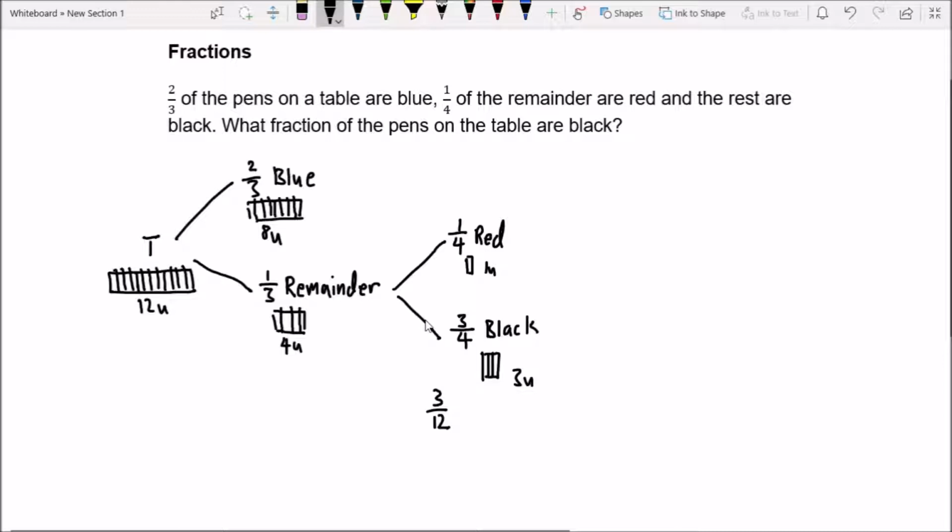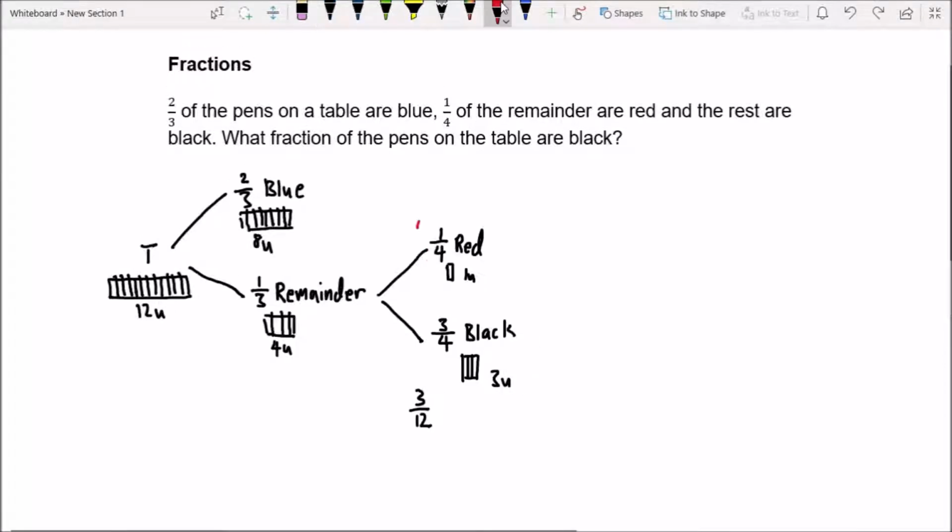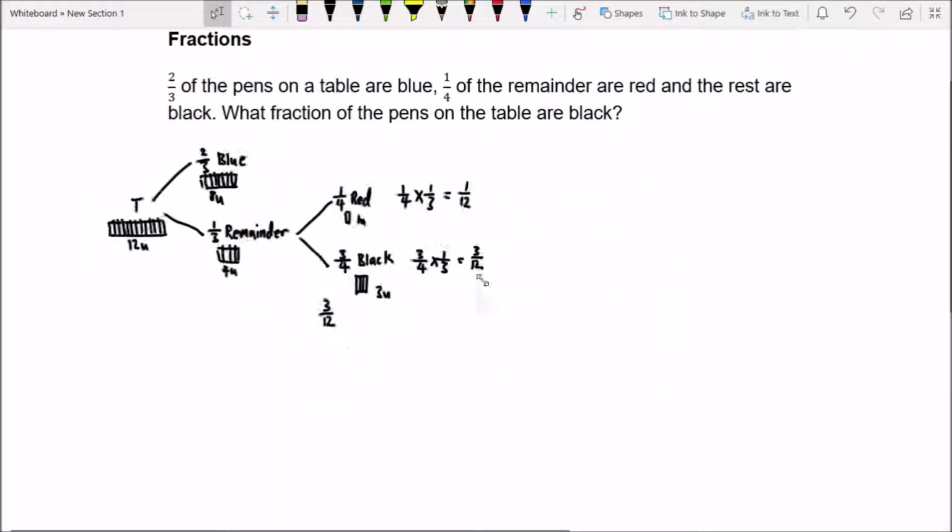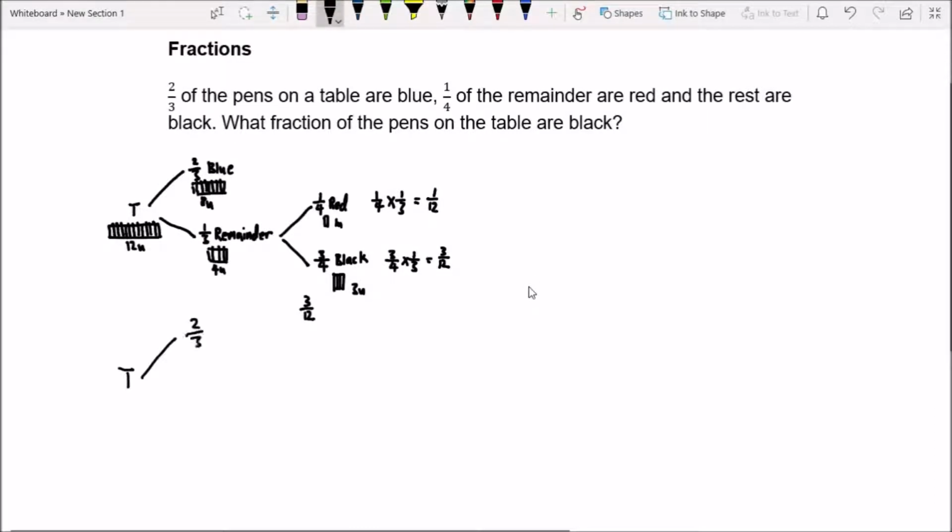There is actually a shortcut to all of this. To express red as a fraction of the total, we can simply take 1/4 times 1/3. To express black as a fraction of the total, we take 3/4 times 1/3. We can now redraw the diagram to see what this looks like. Notice that all the branches add up to one whole.